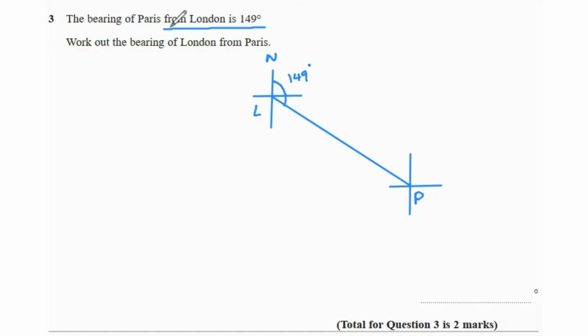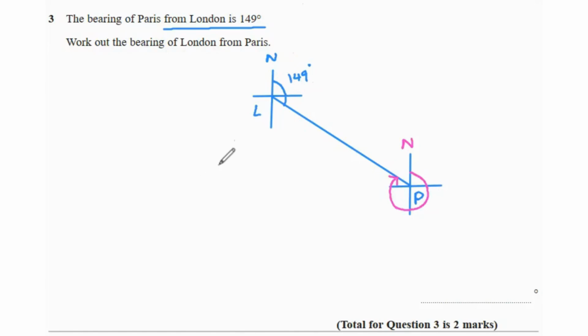from London. We're asked to work out the bearing of London from Paris. So bearing of London from Paris is, now this is the north of Paris. We start measuring the bearing from the north in clockwise direction to the line that connects London with Paris. So this is the bearing of London from Paris.